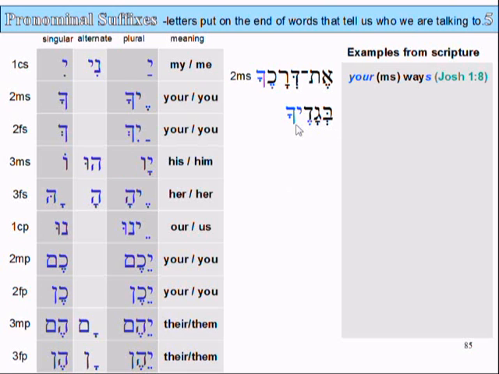Bigadecha. Bigad means garment or sin or transgressions. Bigadecha, it's this one here. Your transgressions or sin or garments. Again, bigad means transgressions, or it can mean garments.